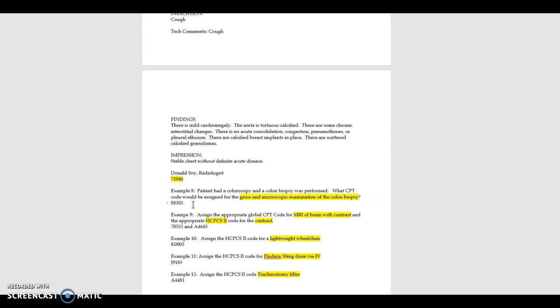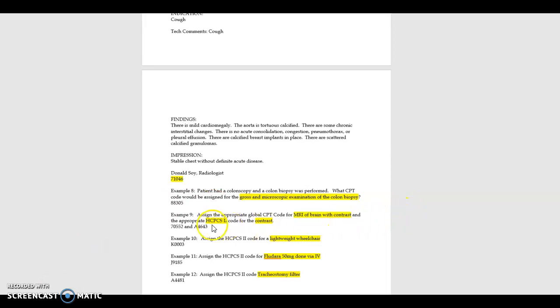Because it's only listing levels in your index, you're going to want to open up to level 2, and it's going to give me the anatomy. So what I'm going to look for is the level of where the biopsy was taken from. I am looking for a colon biopsy, and I can see that in my tabular 88305 includes the colon biopsy.